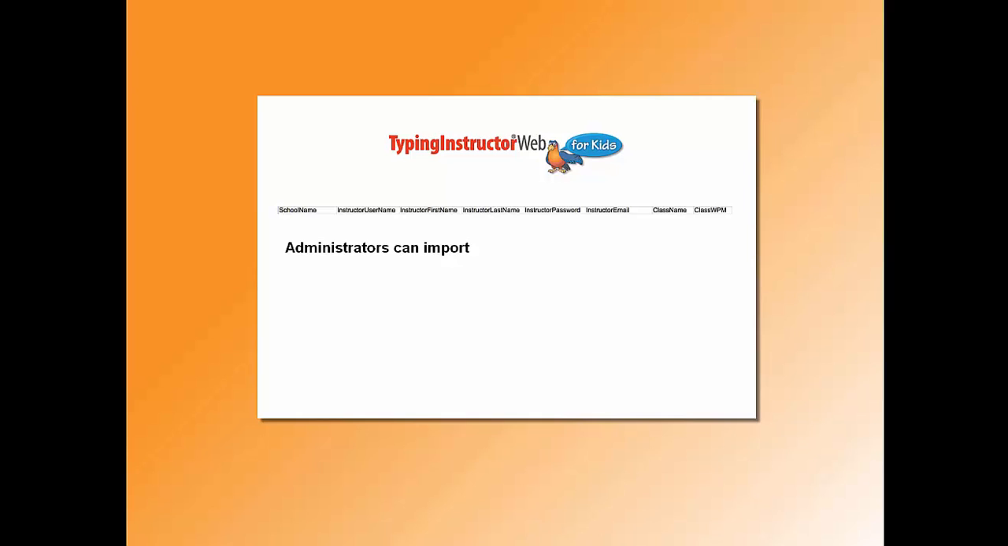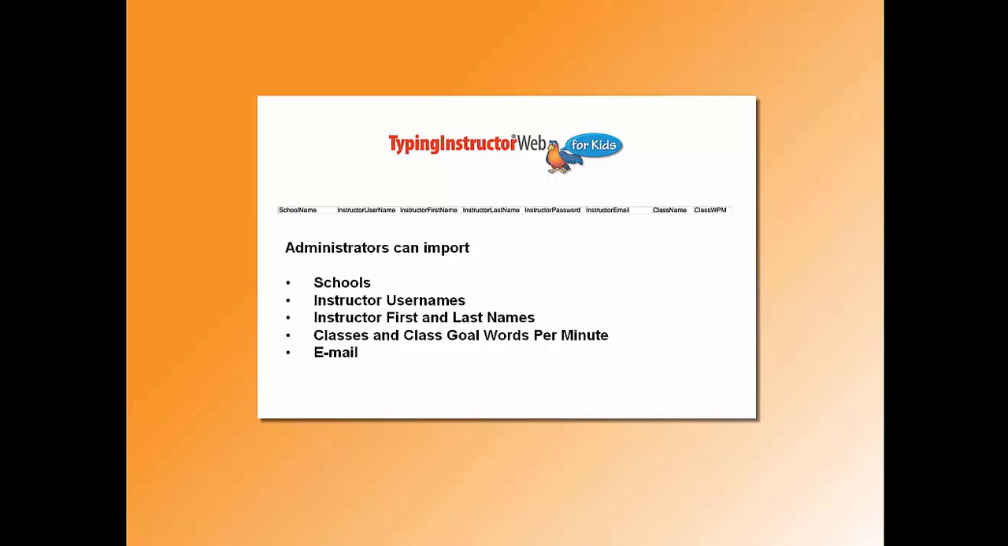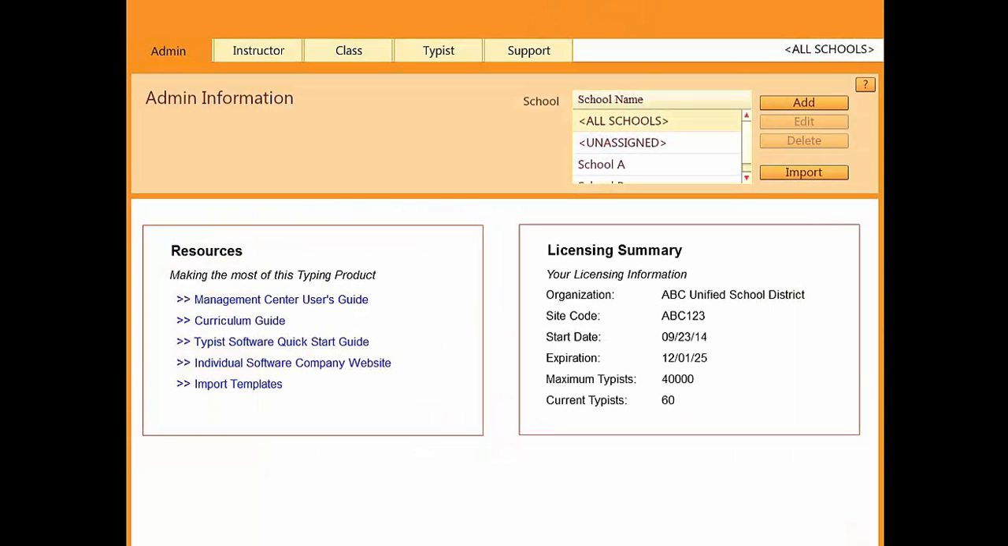Administrators and instructors with administrator privileges can import information such as school, instructor username, instructor name, first and last, class goal words per minute, email and password, as well as typist information by importing a CSV file. Instructors can use the Typist tab to import typist information. Creating an import file. When using the import feature to load your schools, instructors, classes, and typist information, the file must be formatted correctly and saved as a .csv file.